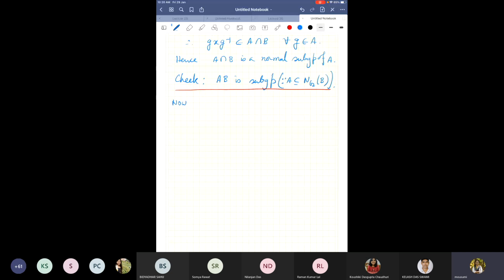Now I said I will use the first isomorphism theorem. So for the first isomorphism theorem, I need to define a map. So let us denote this map by phi. I am defining a map phi from AB to A quotient A intersection B. How do I define this map? Take an element from AB. It will be of the form AB. So phi of AB, where should I send it to? I need to send it to a left coset of A intersection B. So where should I send it?